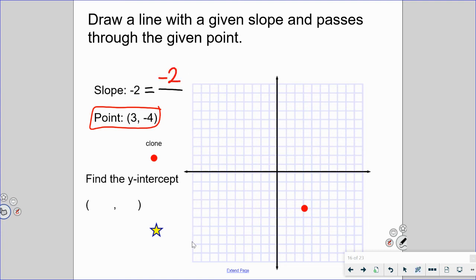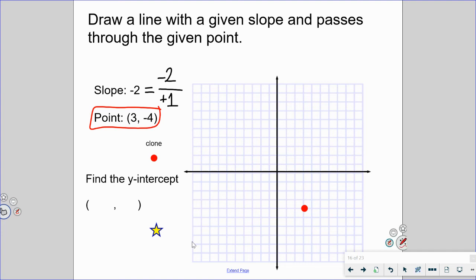Well, you can't put in a 3, you can't put in a 13, you can't put in a -1, but you can put in a +1. Now think about that. -2 divided by 1 is still -2. But now we have a rise and a run.